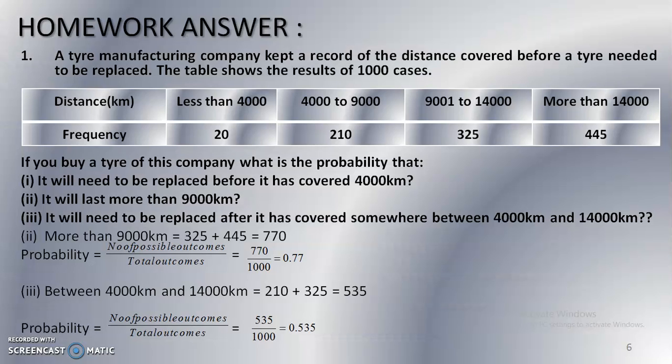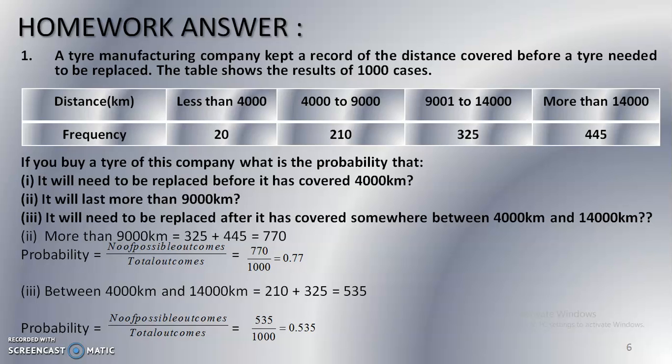More than 9000. More than 9000 means starting with 9001 and ending with more than 14,000 you can get. Right? So 325 plus 445. So probability equals number of possible outcomes divided by total outcomes. So 770 divided by 1000 and the answer is 0.77.